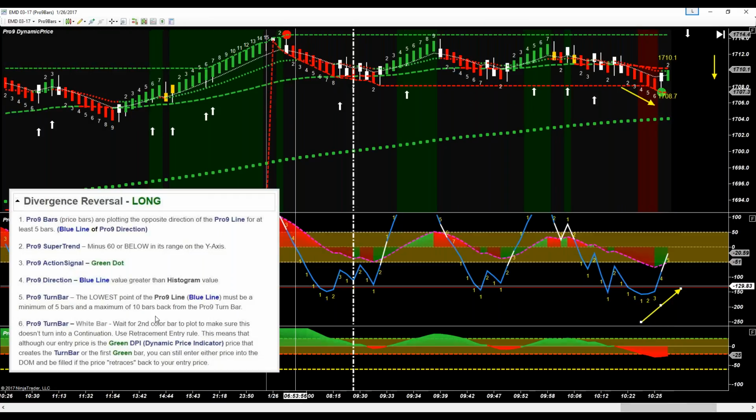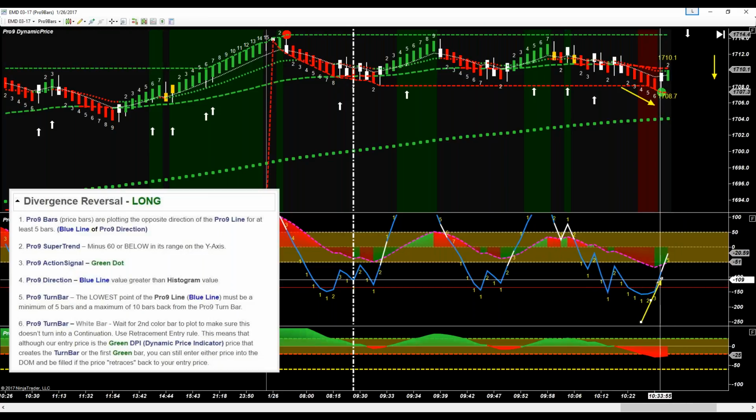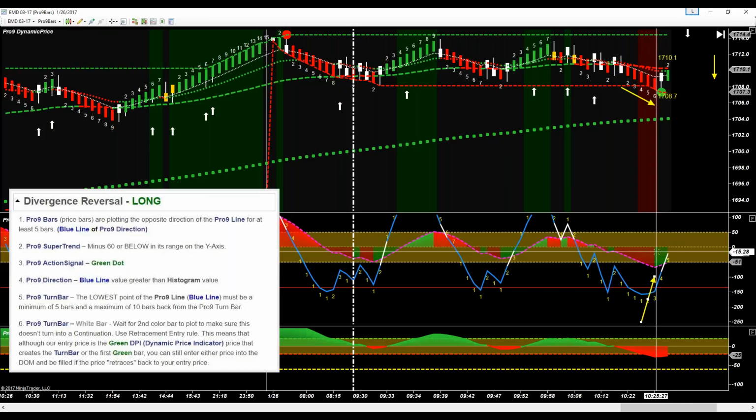So the way to wrap rule 1 and 5 together, and along with the blue line, because we also need the blue line on the correct side of the histogram, is when this blue line gets to the correct side of the histogram on the turn bar, the number on the blue line needs to be between 5 and 10.